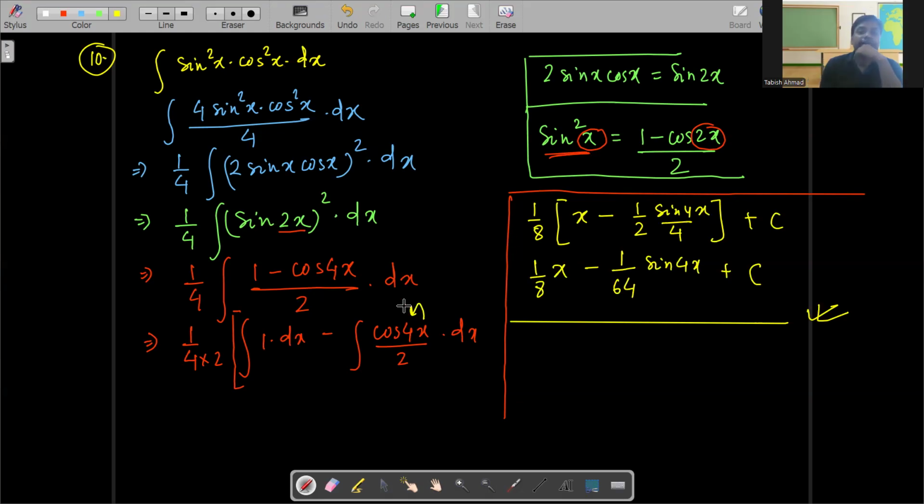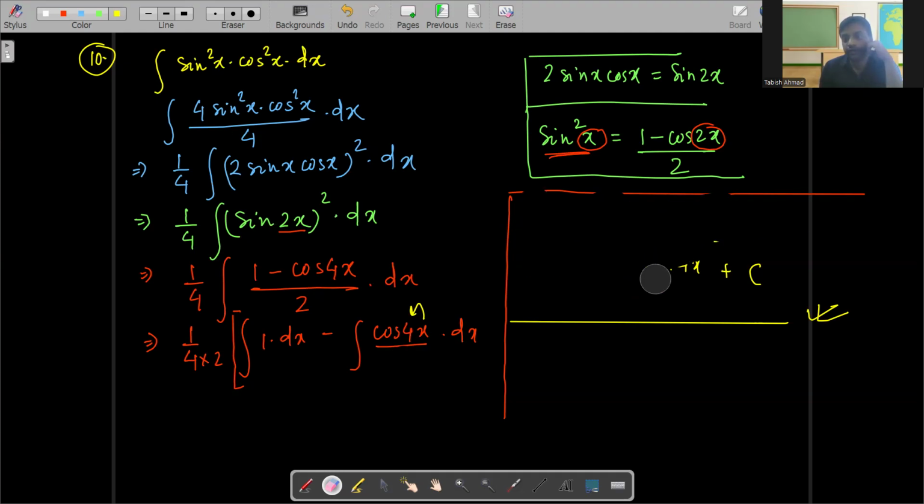That mistake is actually why I have written this 2 here. This 2 should not be here, because I have already taken it out. So it will not be here. So I will do it again. Don't worry, it will not take any time. Because I had taken this 2 already outside, it is 1 dx and cos 4x dx.